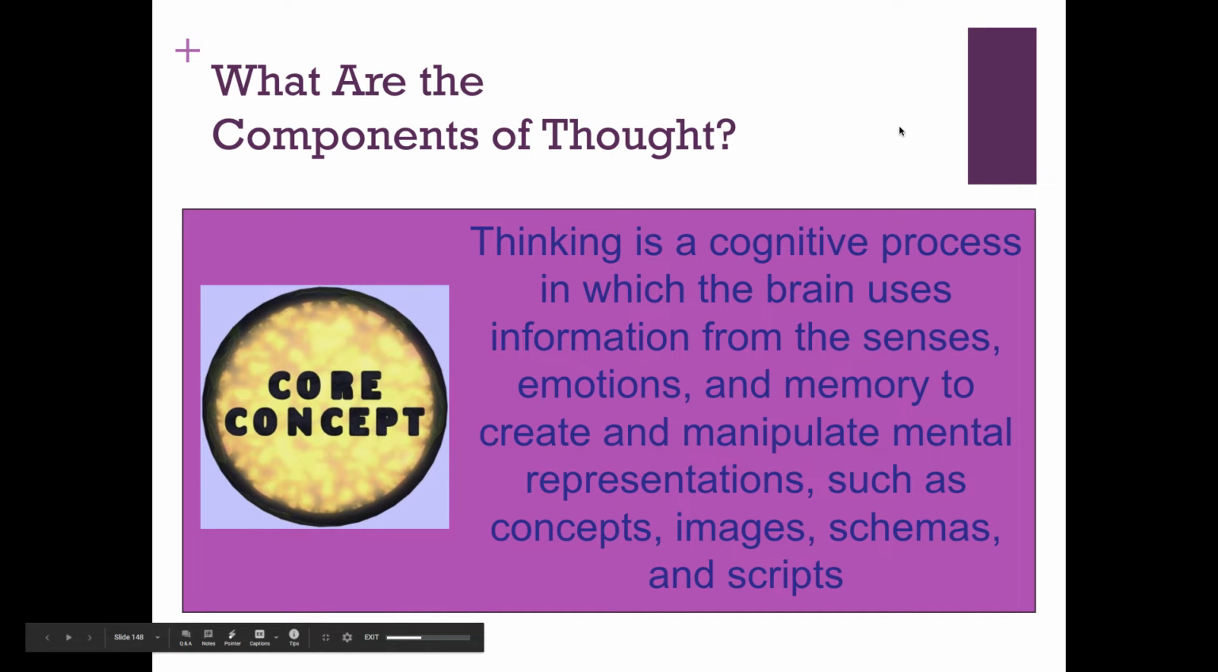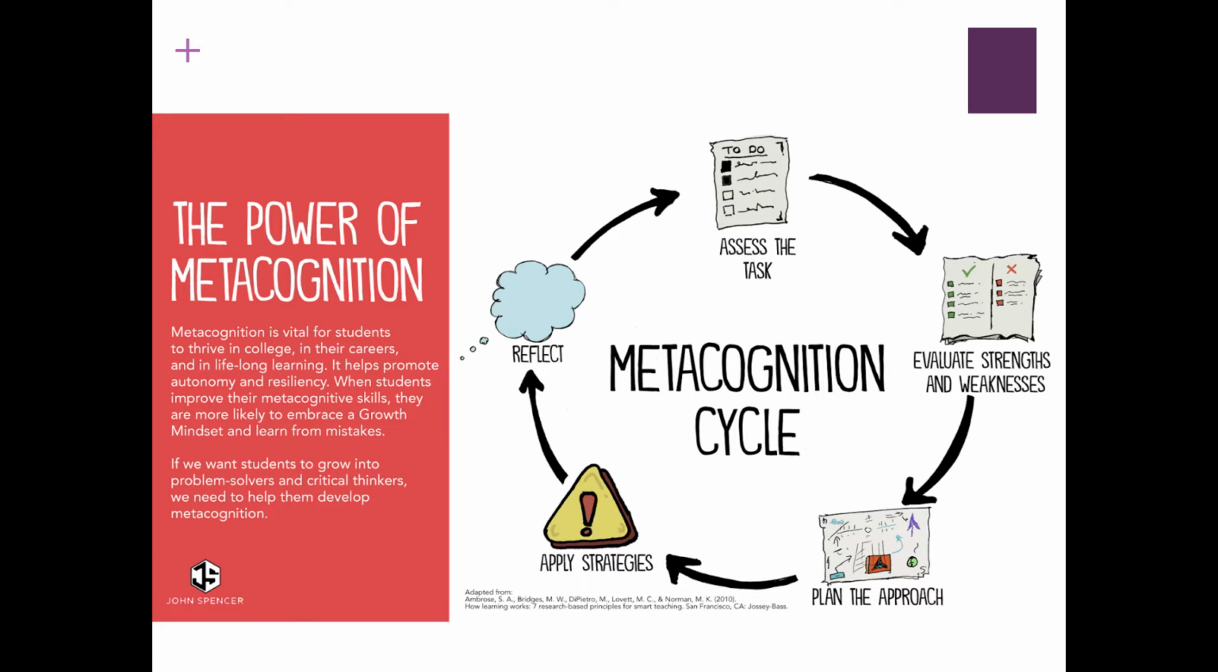Today we're learning about the components of thought. So, in this particular unit, cognitive psychology, it's all about how the brain processes information. It's how we create mental representations such as concepts and images and schemas and scripts, which we're going to learn about today. How we encode, store, and retrieve information. How our memory works. So, we're talking about the basics of thought today.